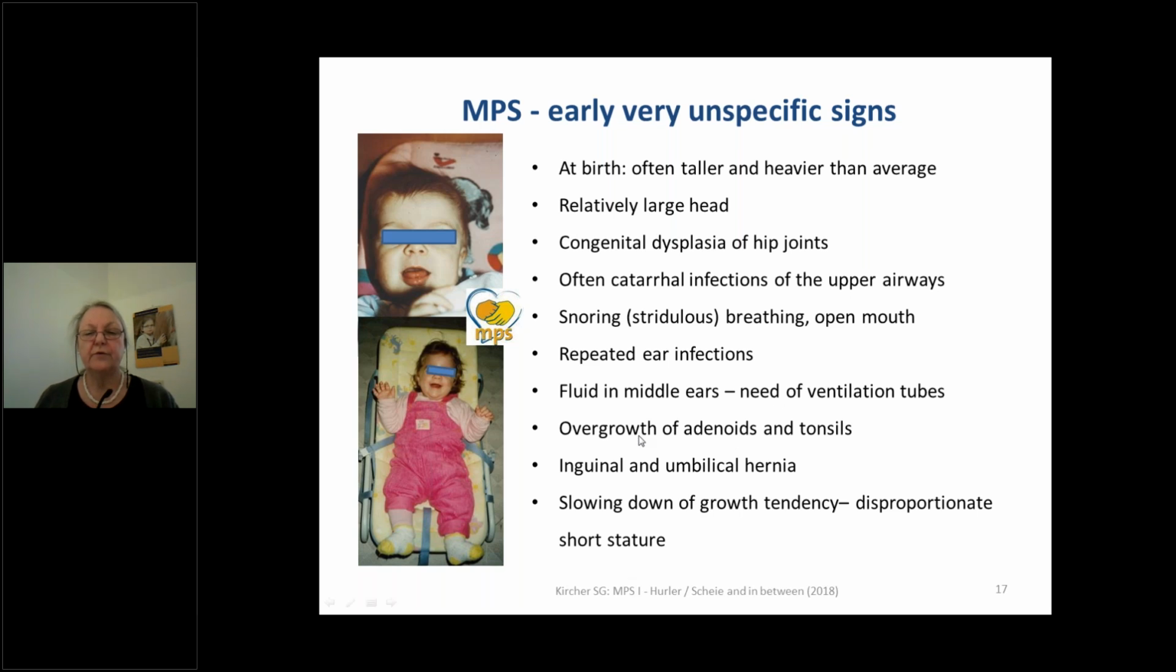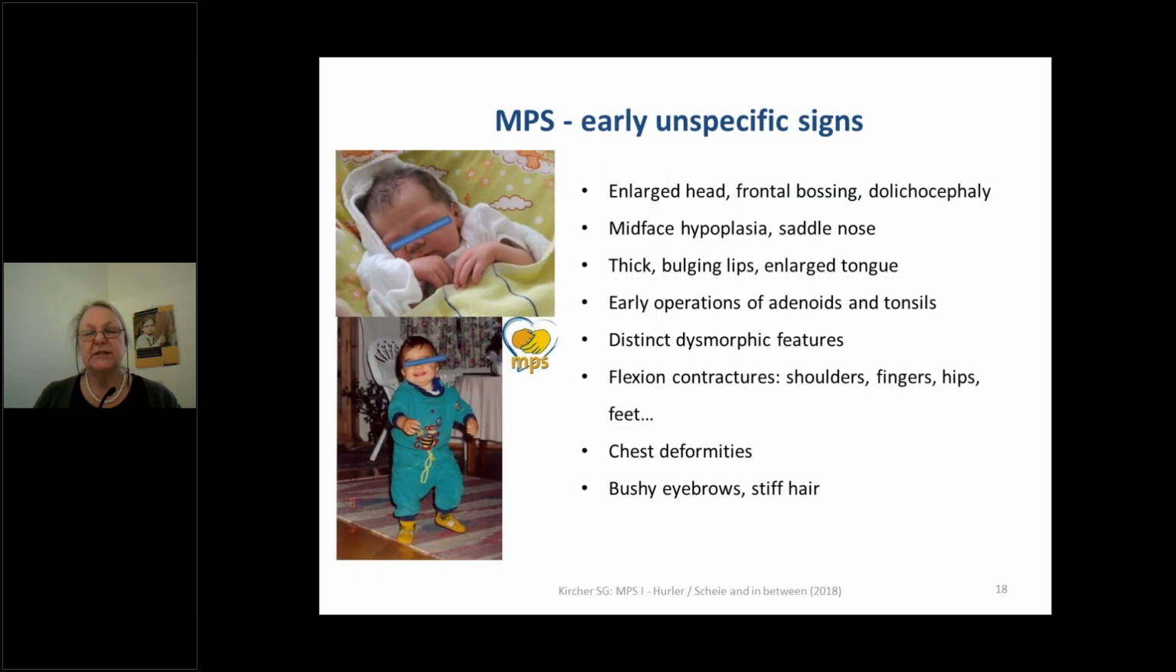Soon they have an overgrowth of adenoids and tonsils, and sometimes you find a hernia, inguinal hernia or umbilical hernia. And if you look at the growth tendency, you will find perhaps soon a tendency of impaired growth. Early unspecific signs are too the enlarged head, the frontal bossing you can see here, dolichocephaly, mid-face hypoplasia with a saddle nose, you will see it in later pictures.